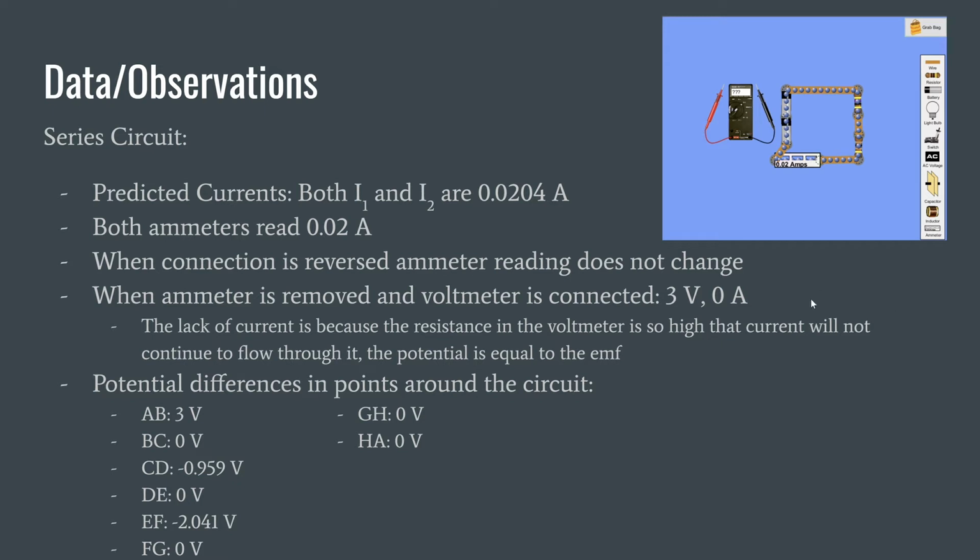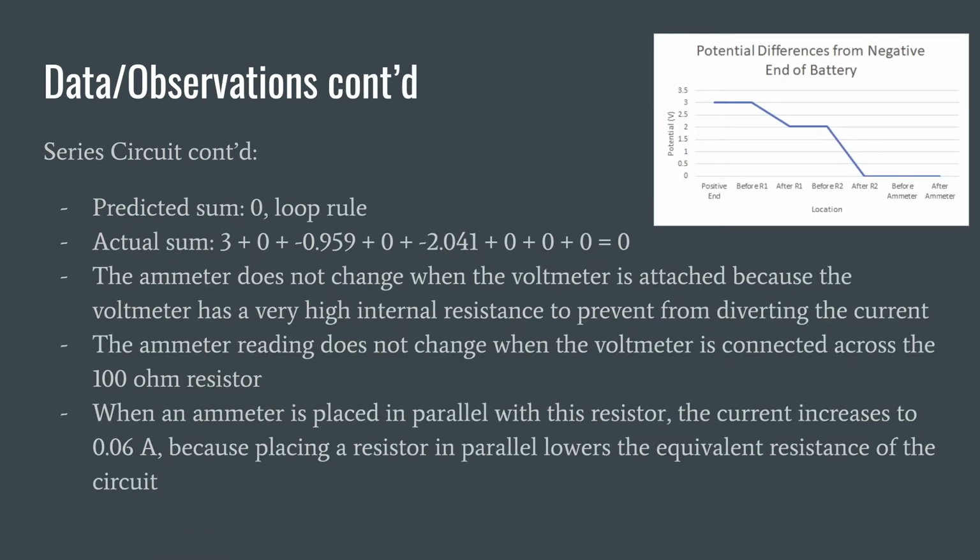The potential differences at various points around the circuit. The potential difference across the batteries was 3 volts. Across this first wire, the potential difference is 0 volts. Across the 47 ohm resistor, the potential difference is negative 0.959 volts. Across the second wire, it's 0. Across the 100 ohm resistor, it is negative 2.041 volts. And then across the last couple wires and the ammeter, there is 0 potential difference.